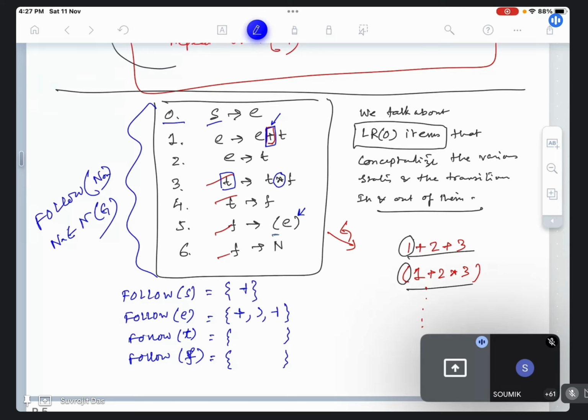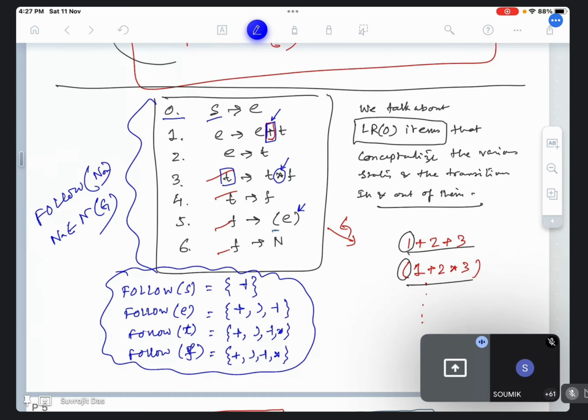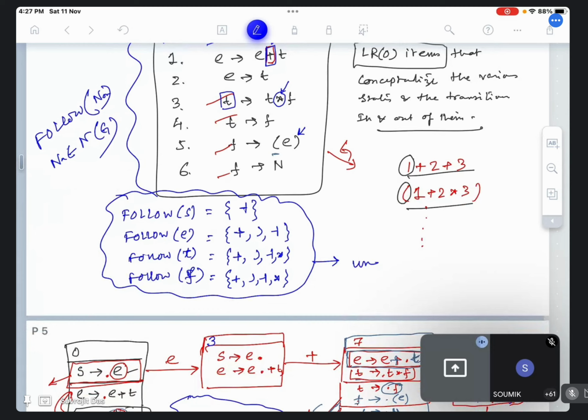So include everything that you have in follow of T, right? That is simple. Plus, and then follow of T has the extra symbol star. And then update follow of F. So this is the follow set information that you have. These are the symbols that can follow S, E, T, and F under all circumstances, right? You are not talking about any special circumstances. These symbols can follow S, E, T, F in any circumstance.